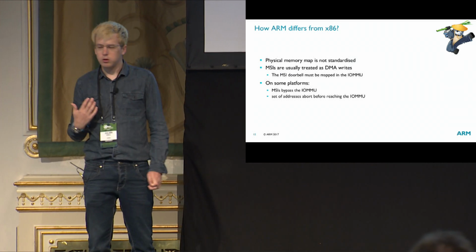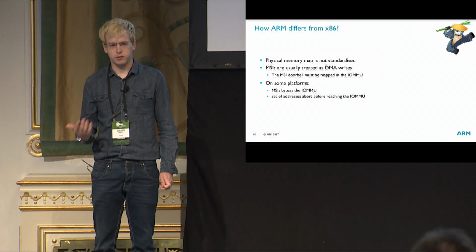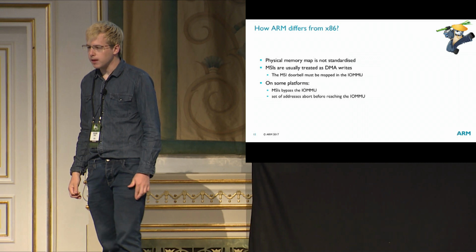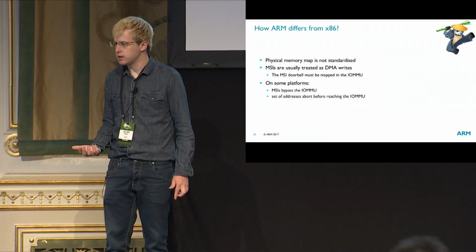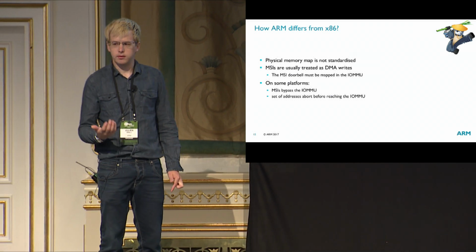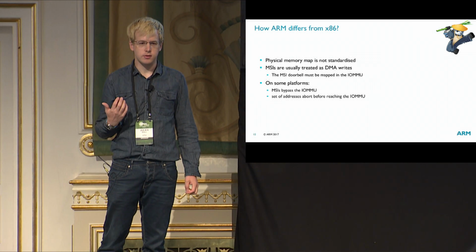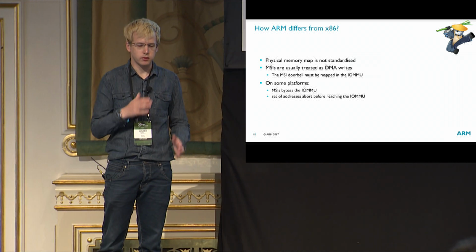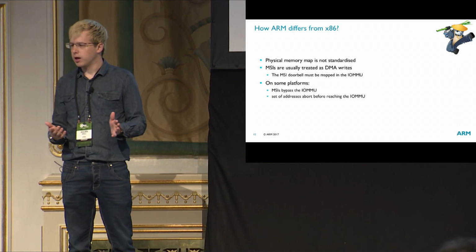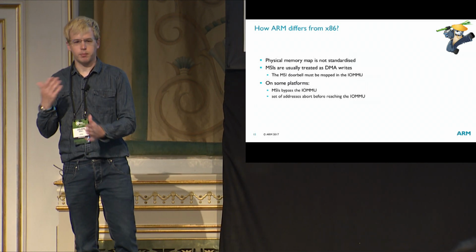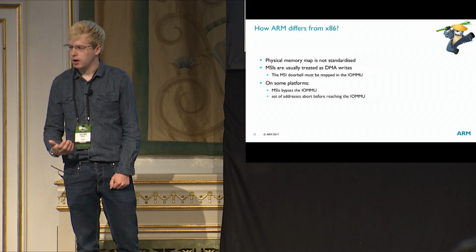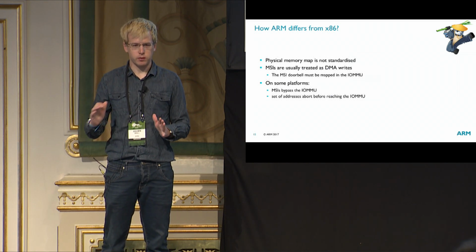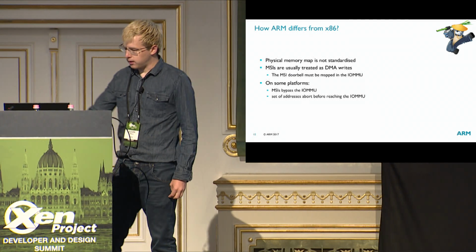So this also means that if you have a set of addresses which are bad, this is platform specific. You can't say for all platforms, this will be only this range. The second thing is MSIs are usually treated as DMA writes, which means that you always have to map the MSI doorbell in the IOMMU. And the last thing, as I was mentioning about the IOMMU bypass, is that on some platforms you have MSIs which may bypass the IOMMU, or some set of specific addresses which abort before reaching the IOMMU. So this is, I think, the main difference between x86 and ARM.